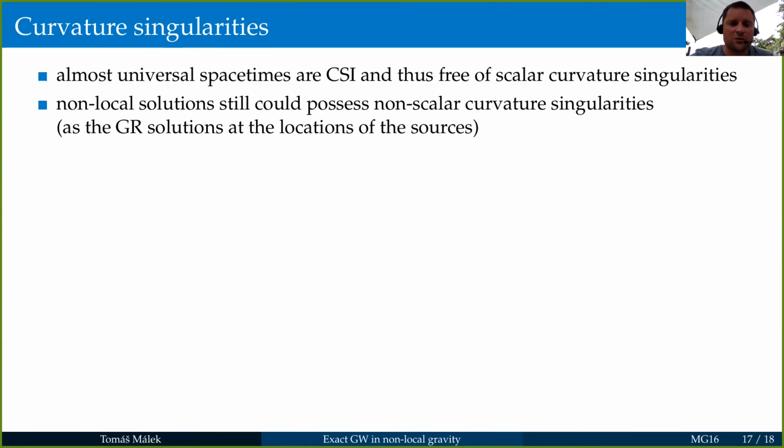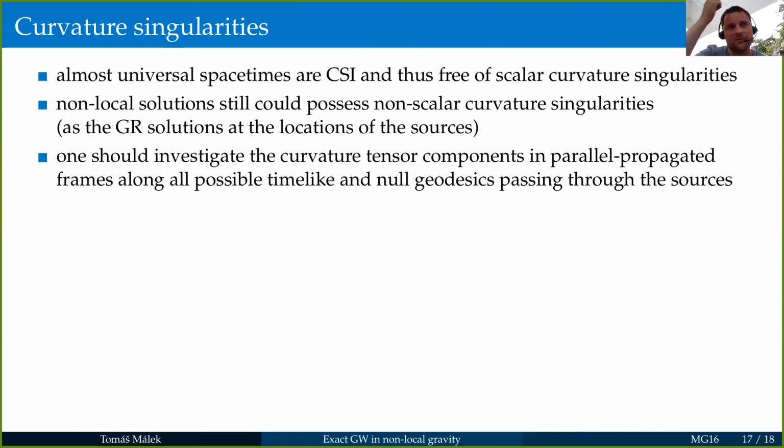And to answer the question whether these singularities are located at the positions of the sources in the non-local case, we have to study all geodesics, null and timelike geodesics passing through the locations of the sources, and then check the components of the curvature tensors in parallel propagated frames along all these geodesics. So it's very complicated, even in the case of vanishing cosmological constant. So we left it for future work maybe.